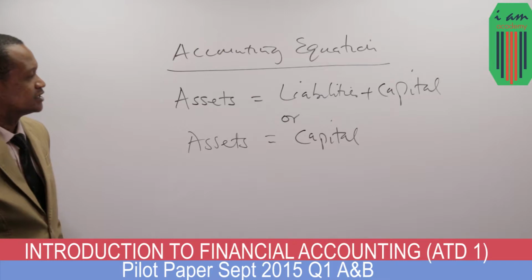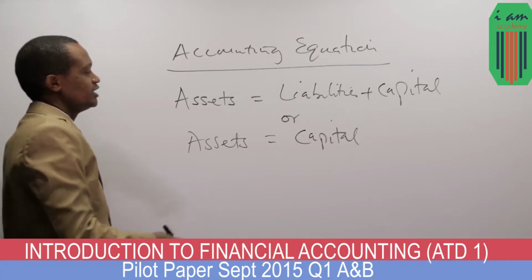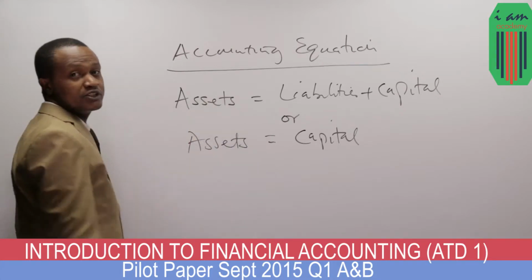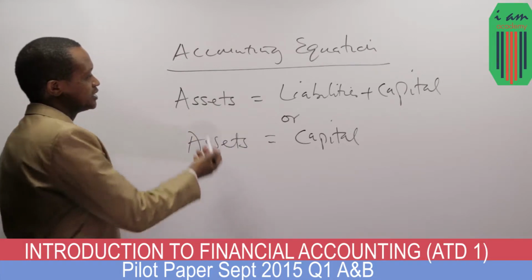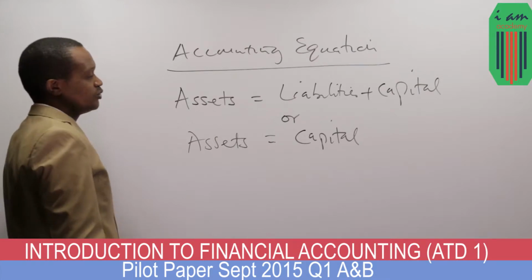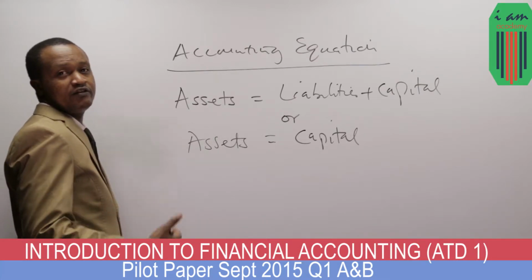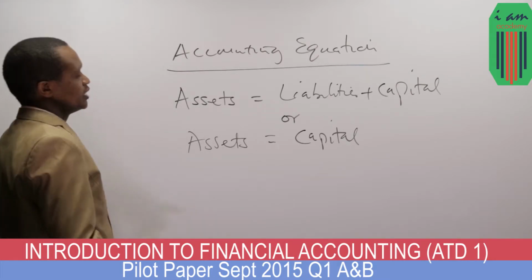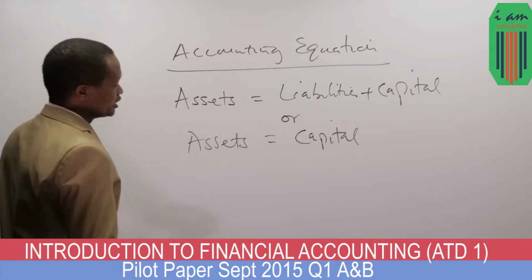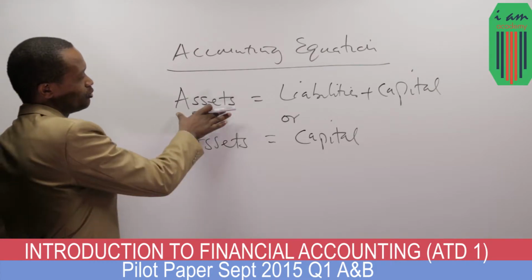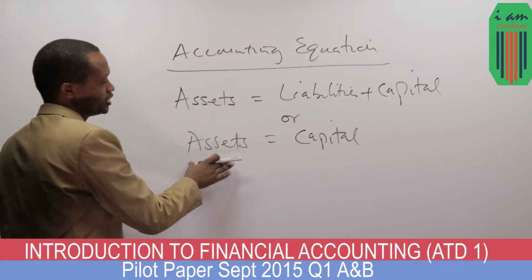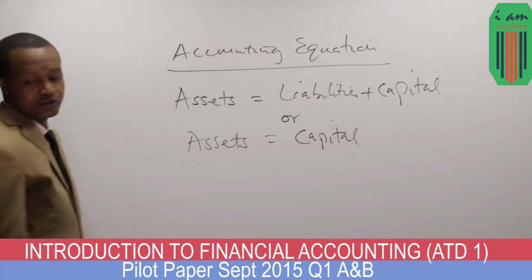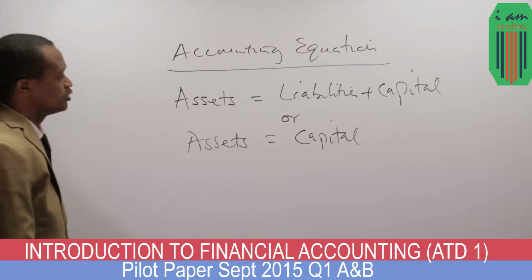Remember, assets are simply the resources that have been invested in a business for the purposes of generating profit. And assets, if I may name a few, we may have buildings, motor vehicles, furniture and fittings, debtors, cash, bank, and so on and so forth. So this one comprises assets, which is always equal to the capital plus the liabilities. So that is our accounting equation. So that is part 1 of that question.